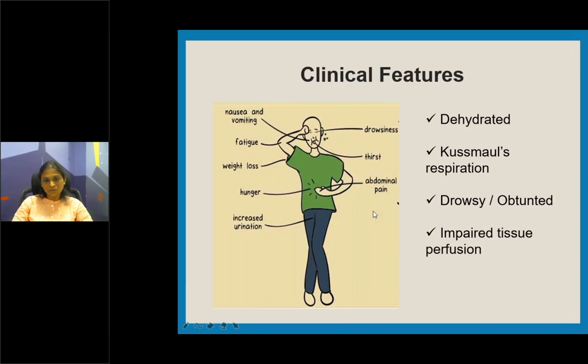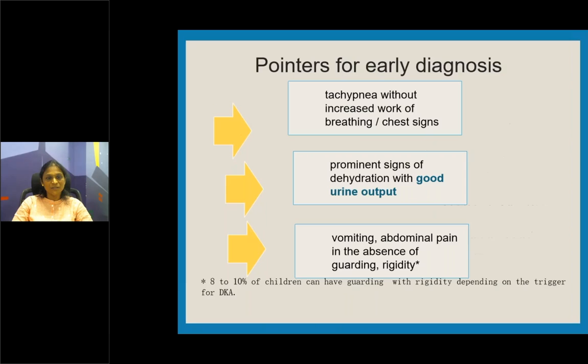And these children, depending on the severity of the acidosis, are either drowsy or obtunded. They also have impaired tissue perfusion in the form of delayed capillary refill and cold peripheries. Their heart rate is on the higher side because of the acidosis, but they continue to maintain a BP on the normal side or on the higher side because of the excessive catecholamine response.